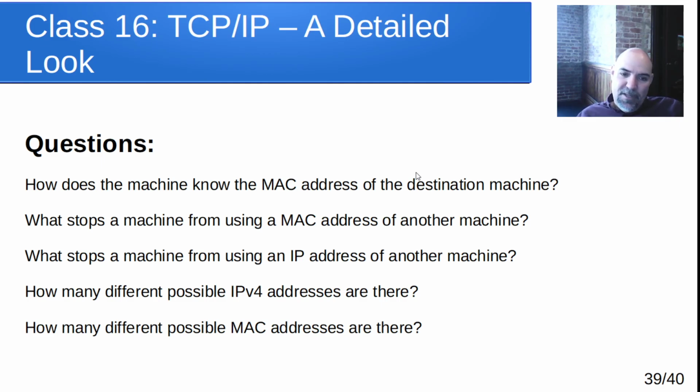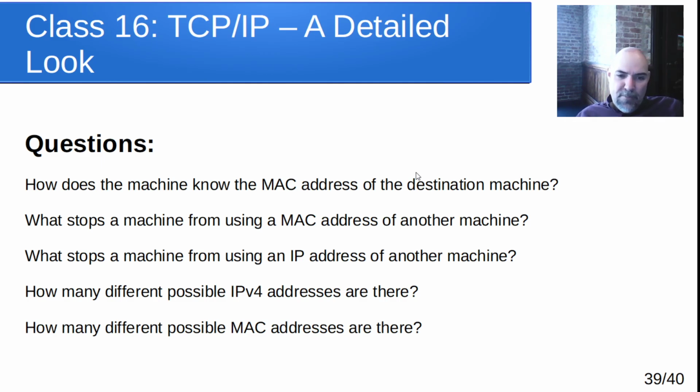Another question: how many different possible IPv4 addresses are there? Well, it's 4 bytes, it's 32 bits. So 2 to the 32 minus some of the patterns, like you can't really have a .0. Also 127.0.0.1 is a special one. So there are some that are reserved for special things, but it's bounded by 2 to the 32.